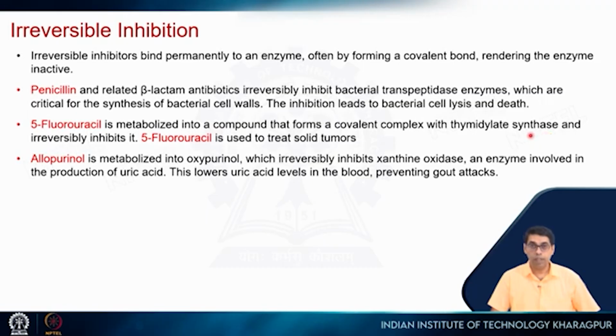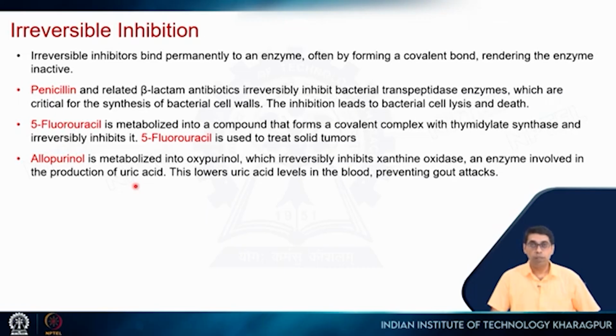So, this is the enzyme which helps in the synthesis of thymine, right? And it binds this irreversibly, which means that it will interfere with the formation of DNA and hence cell division, right? So, 5-fluorouracil is used to treat different forms of solid tumors. Another molecule is allopurinol. This is a very common inhibitor. It gets metabolized into oxypurinol, which inhibits xanthine oxidase. So, what is this enzyme? This enzyme is involved in the production of uric acid, right?